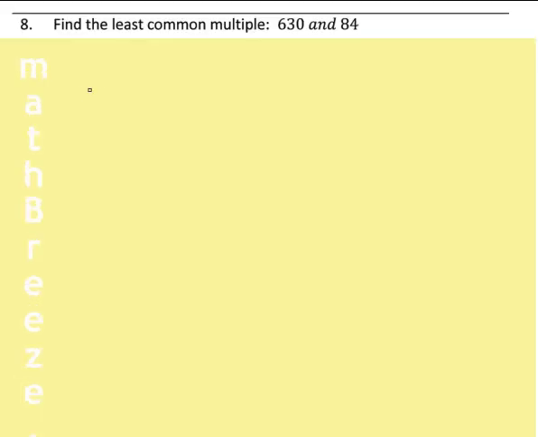And number 8, we want the least common multiple of these same numbers that we had in the previous example, 630 and 84. So let's again line up their prime factorizations. So first, for 630, we had 2 times 3 times 3 times 5 times 7. And underneath the prime factorization of 84, 2 times 3. And here we had times 7 times 2.